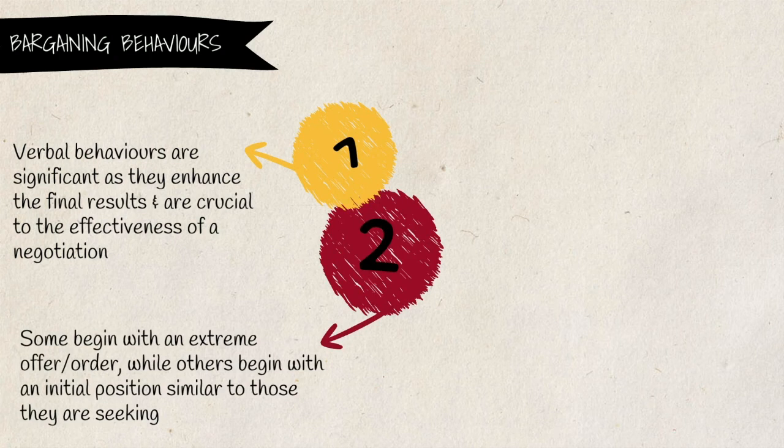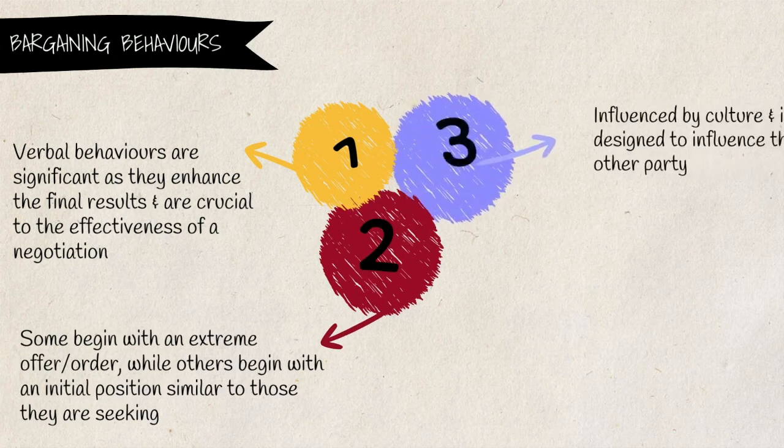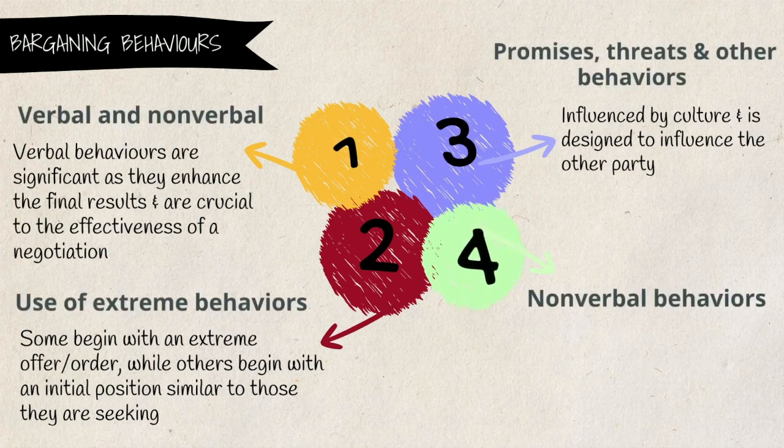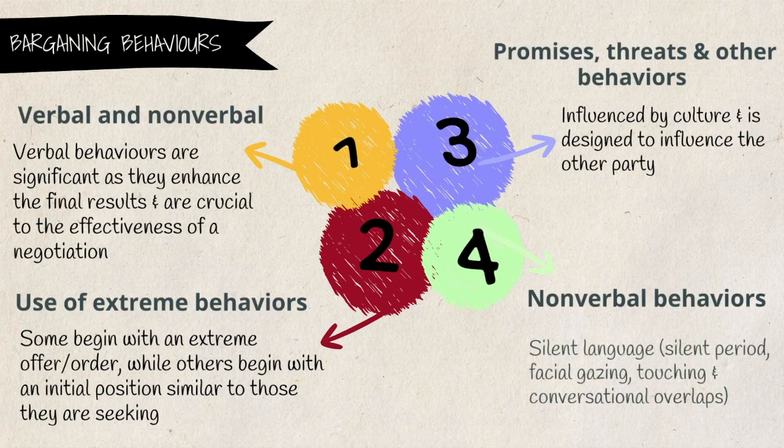Some begin with an extreme offer or request, like the Chinese and Arabs, while some begin with an initial position that is close to the one they are seeking, like the Americans and Swedes. Third, promises, threats, and other behaviors. Some use promises, threats, rewards, self-disclosure, and other behaviors to influence the other party.